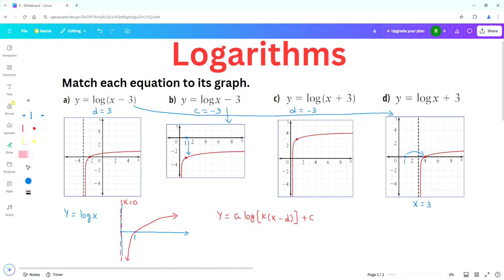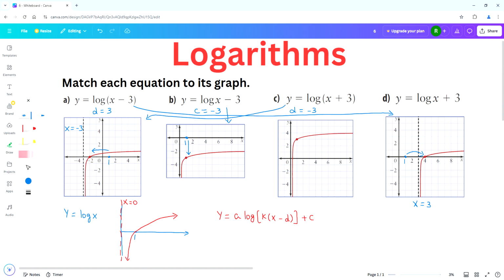So the graph of this equation would have the x-intercept and the vertical asymptote translated 3 units to the left compared to the graph of the parent function. And that graph is the first one on the left side, because in this graph the vertical asymptote is at x equals negative 3 and the x-intercept of 1 has moved 3 units to the left. So this is the graph for the third equation.